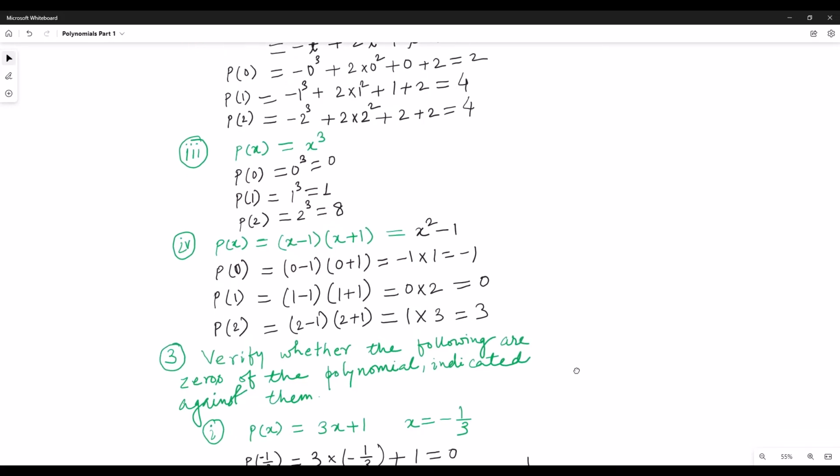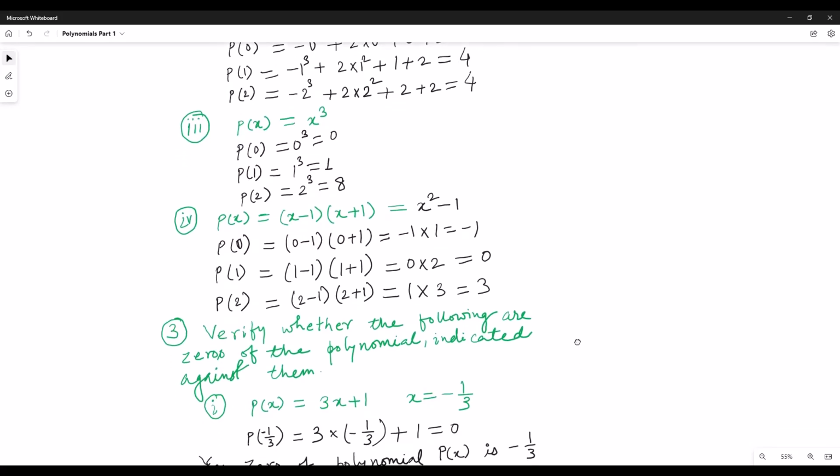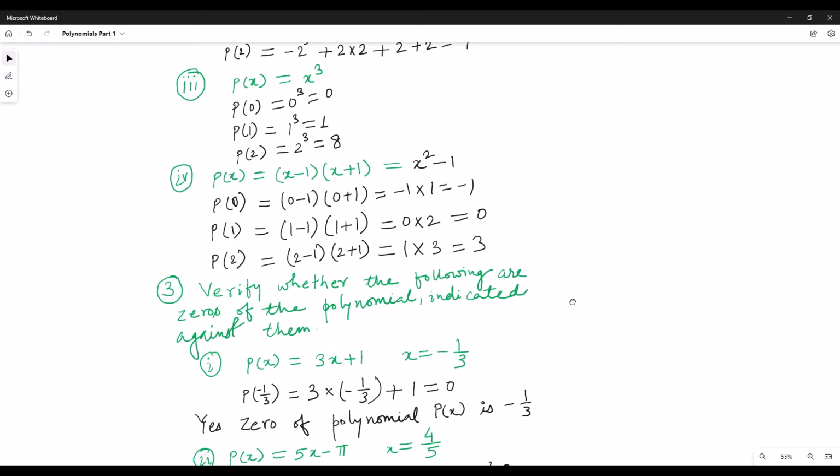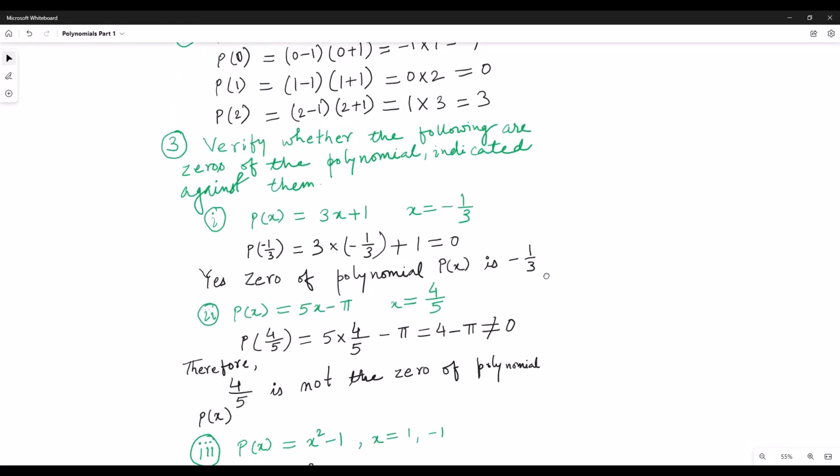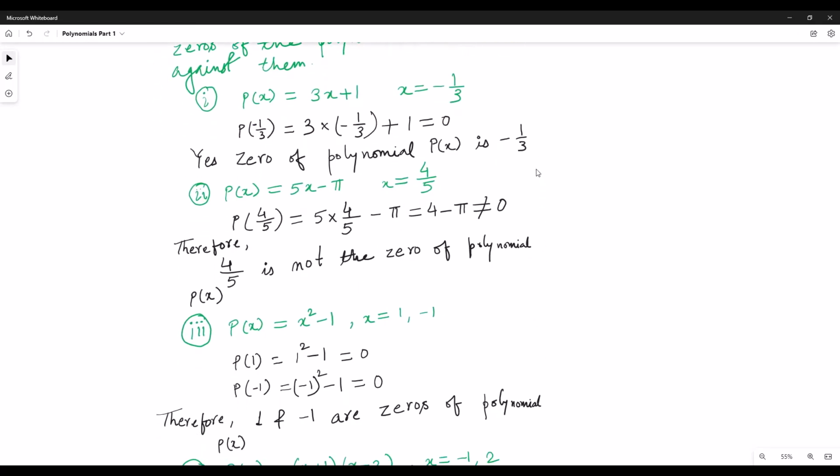Verify whether the following are zeros of the polynomial indicated against them. So we have to see if x equal to minus 1 by 3 makes it 0. We will put the value minus 1 by 3 and check whether it is a zero of the polynomial or not. Here 4 by 5 is not the zero, so 4 by 5 is not a zero of the polynomial. We have been given an expression p(x) = 5x minus pi, and at x equal to 4 by 5 we have to find the value of this expression.